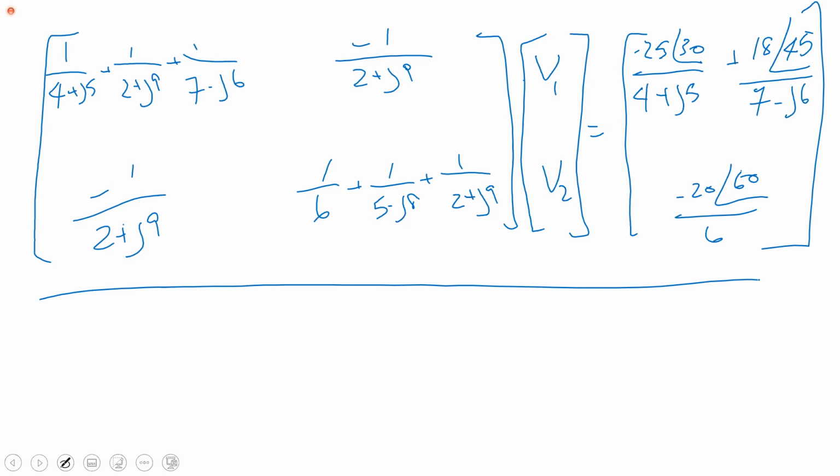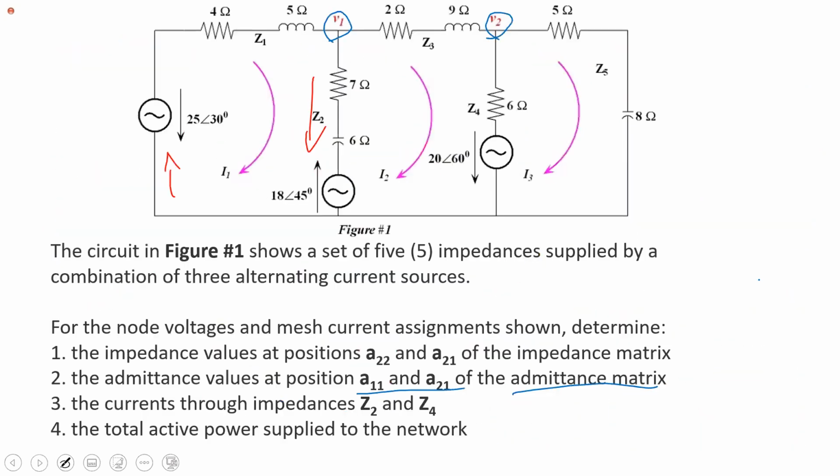Anyway, once you have V1 and V2, going back to the circuit, then the rest, you're asked for the current through impedance Z2. So you have two options. You could divide V1 minus 18 over 7 minus J6, and that would give you this current, yes? So that would be IZ2. Or if you had used the mesh analysis, it would be I1 minus I2, all right?